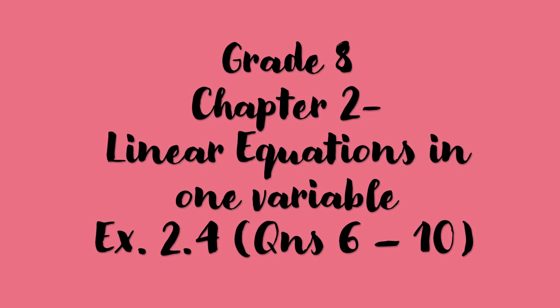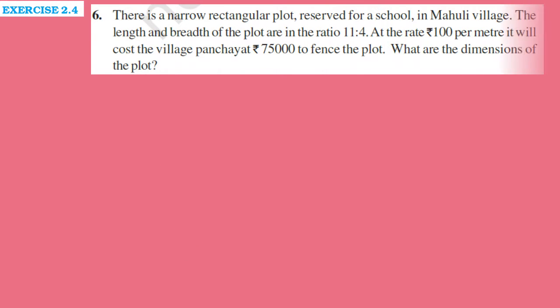So welcome back to chapter 2, linear equations in one variable, exercise 2.4, question 6 to 10. So let us go to question number 6. There is a narrow rectangular plot reserved for a school in Mahuli village. The length and breadth of the plot are in the ratio 11:4. At the rate of rupees 100 per meter, it will cost the village panchayat rupees 75,000 to fence the plot. What are the dimensions of the plot?